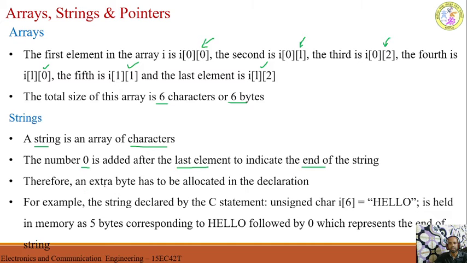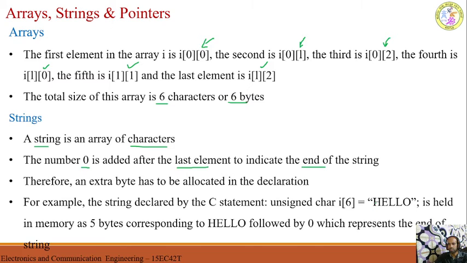Therefore, an extra byte has to be allocated in the declaration, to store this 0. For example, the string declared by the C statement: unsigned char I of 6 is equal to hello. Now hello is an array of characters. Array means a collection of variables of the same data type. So here what is the data type? Character. So if it is a character data type, then it is called a string.